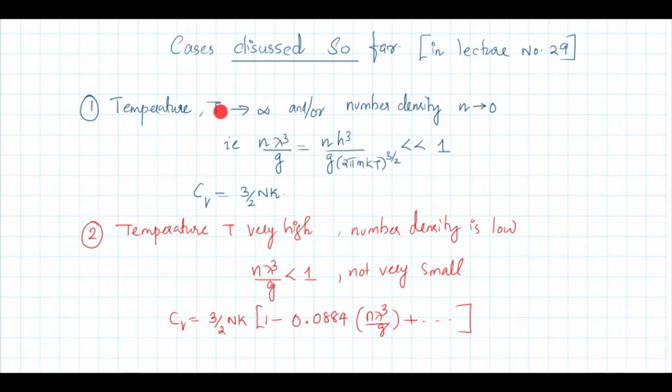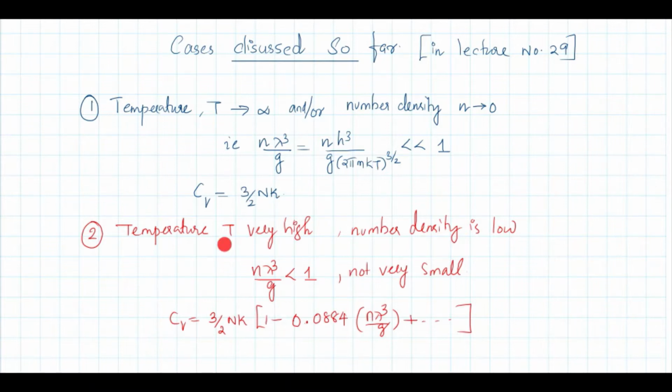There we discussed three different cases, and the first one was when temperature T tends to infinity or the number density n tends to 0. In that case, the quantity n lambda cube by g, that is n h cube by g into (2 pi m kT) raised to 3 by 2, will be very much less than 1. And we have seen that the specific heat capacity at constant volume was 3 by 2 nk.